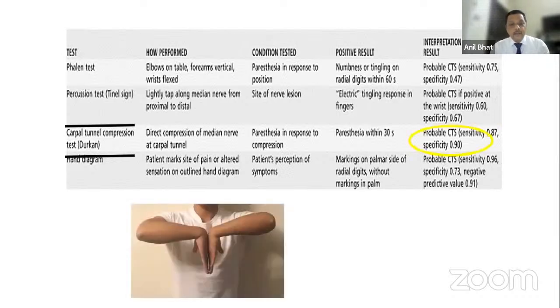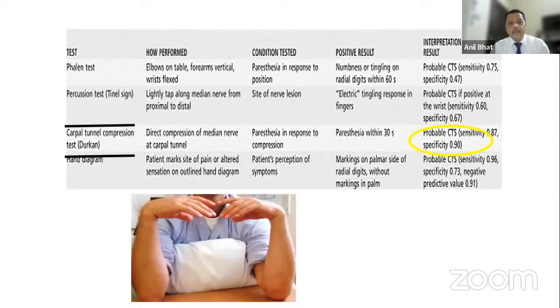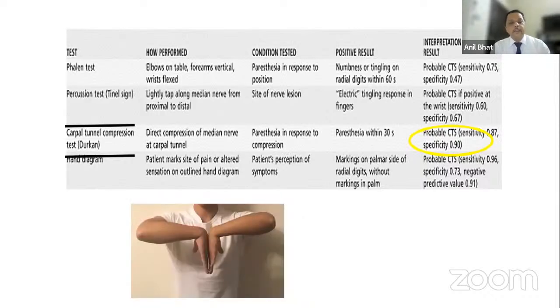A lot of people do it like this, but if you look at the original article of Phalen himself, this is how he describes it. A lot of times we don't really have a table to ask the patient to sit and put the elbows like this, so we just do the first one like this. But this is also okay.